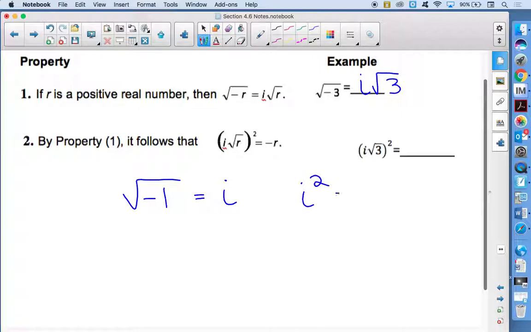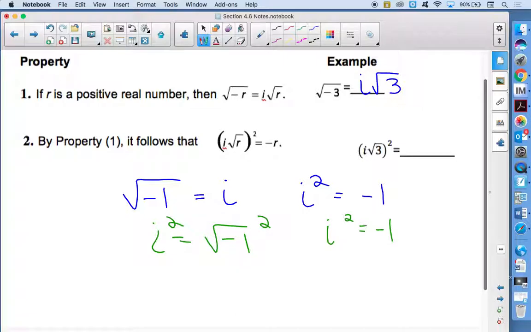What do you think i squared would be equal to? Negative 1. Yeah. So if i is equal to the square root of negative 1, and you square both sides to get i squared, you're taking away the square root symbol. So i squared is negative 1 because you're really just squaring both sides.